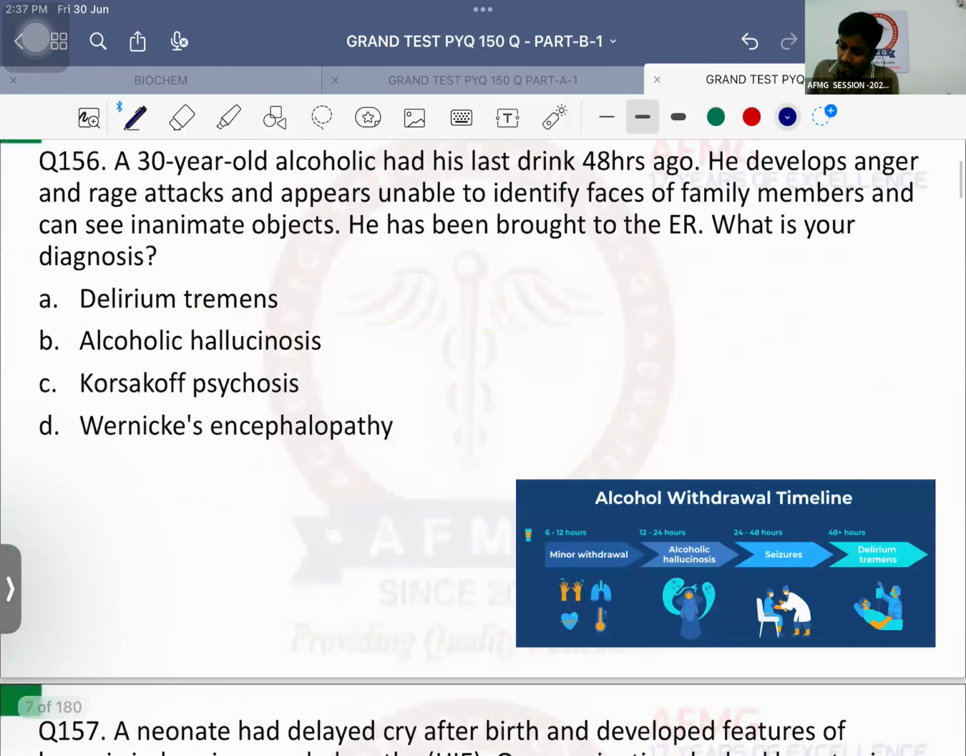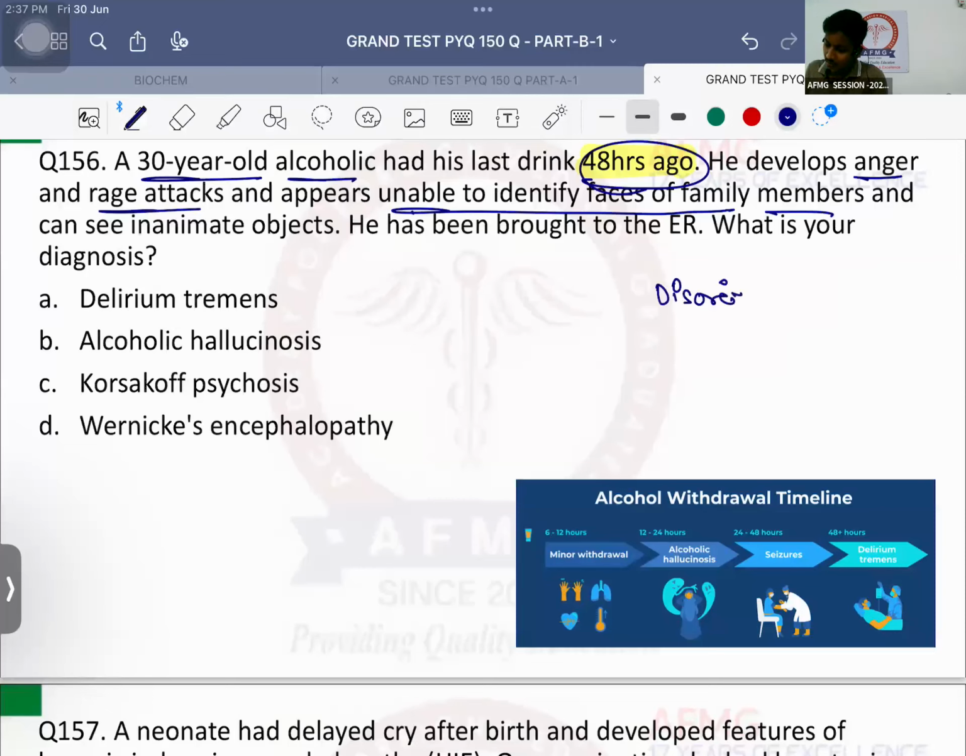Question number 156. A 30-year-old alcoholic had his last drink 48 hours ago. सरकारी क्वेश्चन साइकेट्री का. इसके अलावा क्वेश्चन ही नहीं आता साइकेट्री में. हर एग्जाम, ऑलमोस्ट हर ऑल्टरनेटिव एग्जाम फिक्स क्वेश्चन है ये तुम्हारा. ठीक है? 48 hours ago he develops anger and rage attacks and appears unable to identify the faces of family members. That means, is he oriented to time, place and person or disoriented to time, place and person? He is disoriented to time, place and person. ठीक है? तो एक important feature है disorientation. ठीक है? And can't see inanimate objects. He has been brought to the emergency room. What is your diagnosis?